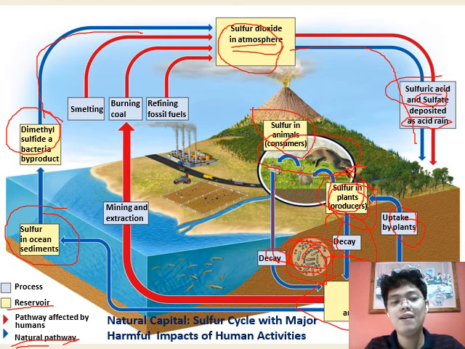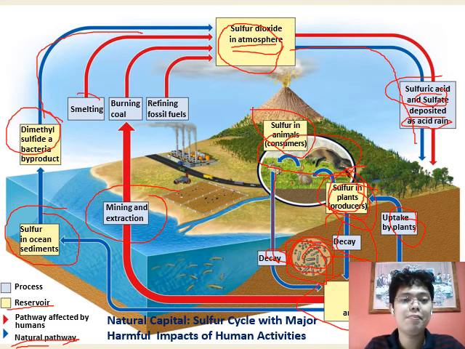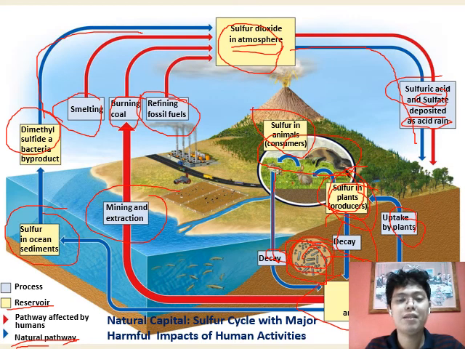And then we also have pathways that are altered or exacerbated by humans. We have mining and extraction. So after mining and extraction, they smelt the sulfur-containing mineral ores, burn coal, and then refine fossil fuels that are contained in petroleum.